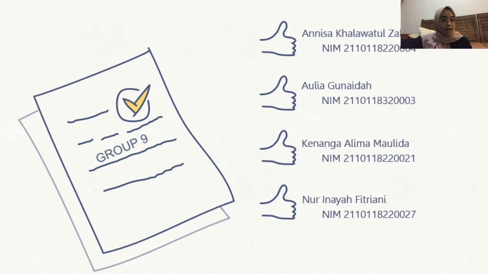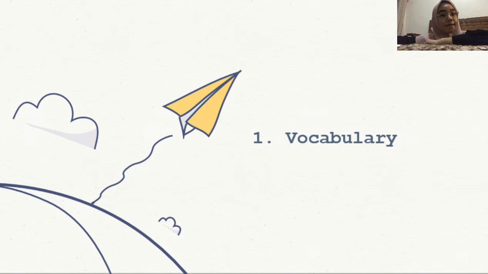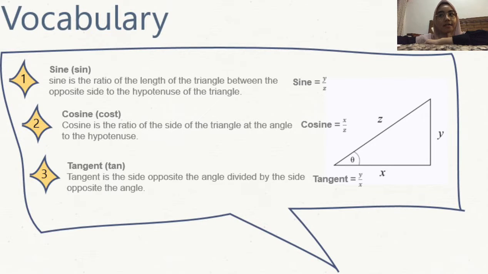I will present the PowerPoint of group 9. The first vocabulary: 1. Sin. Sin is the ratio of the length of the side of the triangle opposite the angle to the hypotenuse of the triangle. For example, sin is y per z.